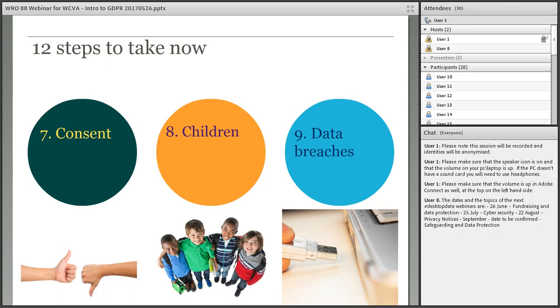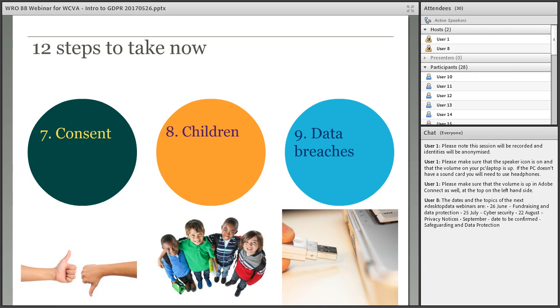So step number 9 relates to good old data breaches. Another area of significant change under GDPR is this area of when things go wrong and the law is breached. First of all, what is a data breach? Now, the GDPR defines it as a breach of security leading to the accidental or unlawful destruction, loss, alteration, unauthorised disclosure of, or access to personal data. So, a nice long definition as we can see.